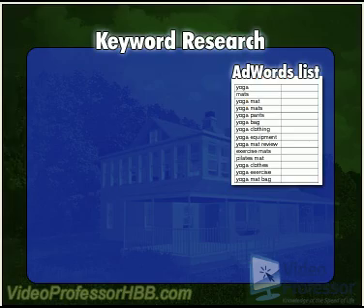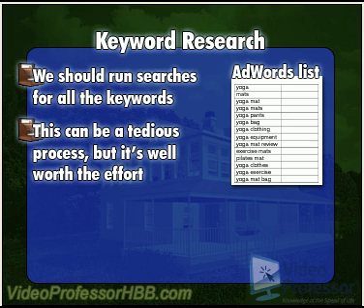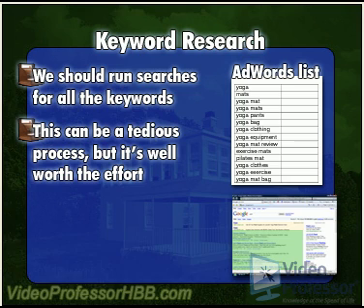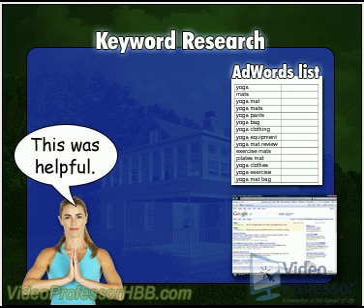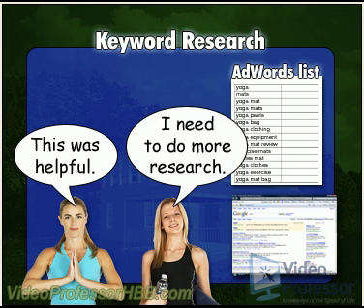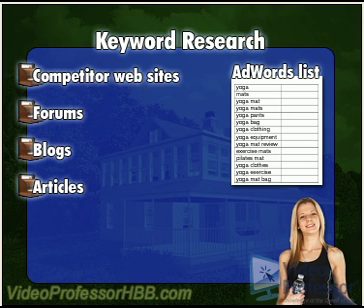In order to be thorough with our keyword research, we should run additional searches for all the keywords we save from the first search. This can be a tedious process, but it's well worth the effort. Optimizing content for these keywords will help increase that free search engine traffic we discussed earlier in this section. If we're familiar with our subject, the AdWords keyword tool is very useful for keyword research, but if we're just getting started in a new business, there's no substitute for getting to know the market by researching competitor websites, forums, blogs, and articles on our subject.